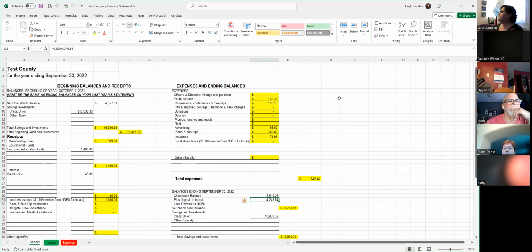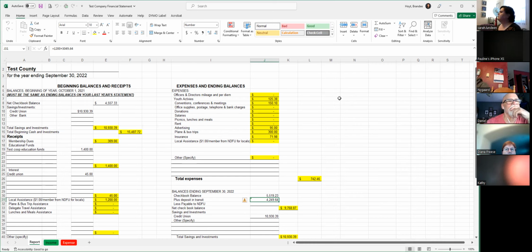We are required to use the same balance because what we record at the end of the year for your financials is what goes on our tax return. So that's why we have to have the exact same. If there's any adjustments that need to be made, we can make it in the current year.